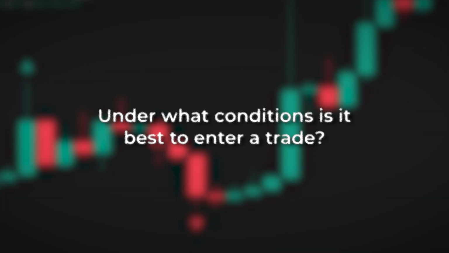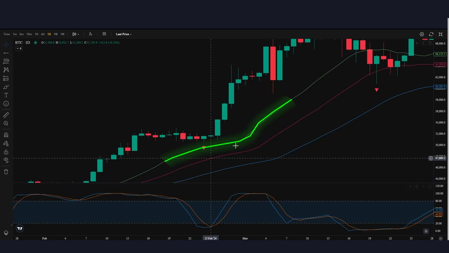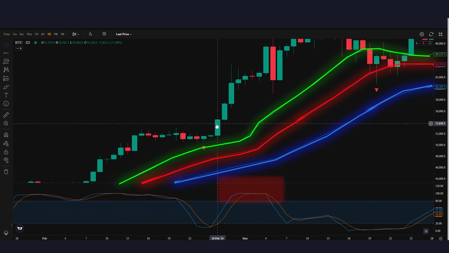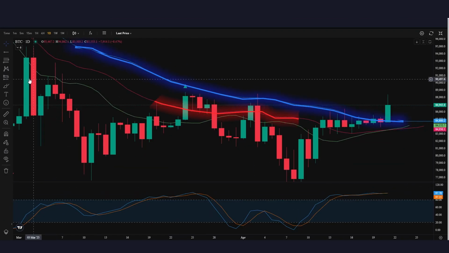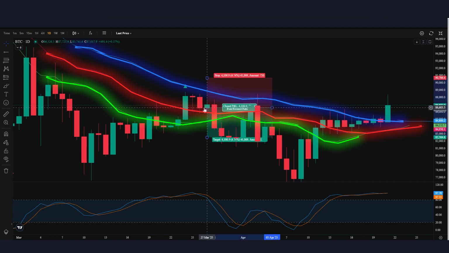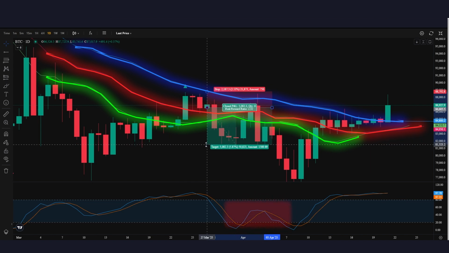Under what conditions is it best to enter a trade? In an uptrend, wait for a lower fractal when the stochastic RSI shows oversold conditions below the 20 level. In a downtrend, wait for an upper fractal when overbought conditions are above 80. Set the stop loss below the fractal for buys and above it for sells. Close the trade when the price reaches the middle line of the Alligator.